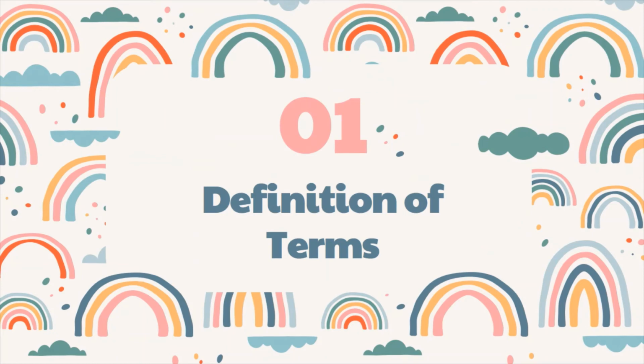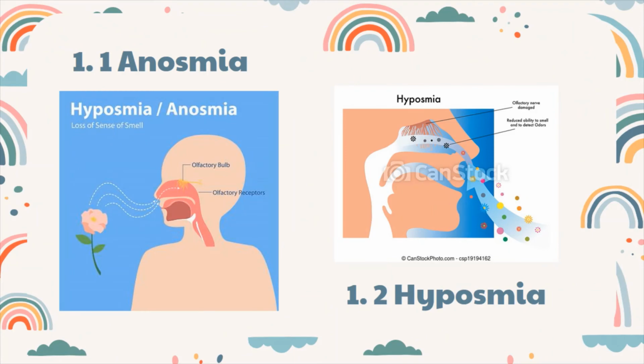For CLO number 1, we have the definition of terms. First, we have the anosmia. Anosmia is the partial or full loss of smell. It can be a temporary or permanent condition. It may be caused by nasal congestion from a cold, allergy, sinus infection, or poor air quality.